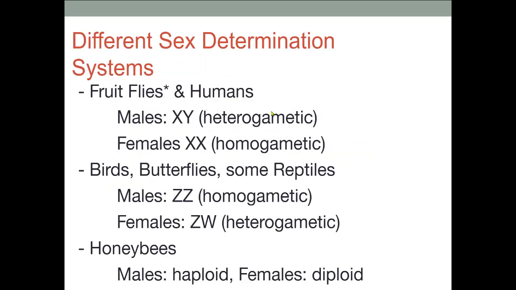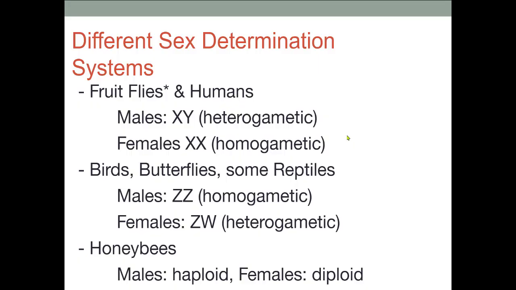So in fruit flies and humans, I mentioned they follow the same system, although with a star there because they follow it in different ways. In humans, the Y chromosome is the determining factor. Having a Y chromosome makes a person biologically male. In fruit flies, it's this ratio. So having 1 X makes you biologically male. Having 2 X's makes you biologically female. But in both cases here, we would say the heterogametic sex, having 2 different sex chromosomes, is the male. The homogametic sex, 2 of the same, is the female.